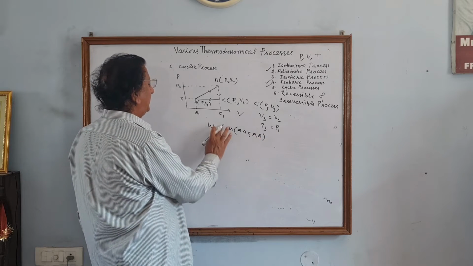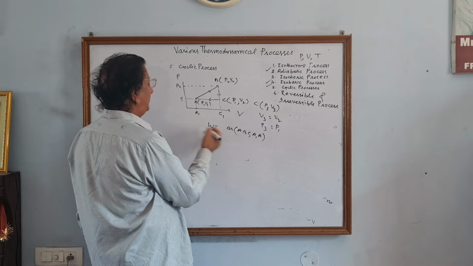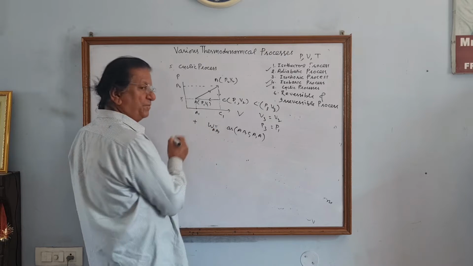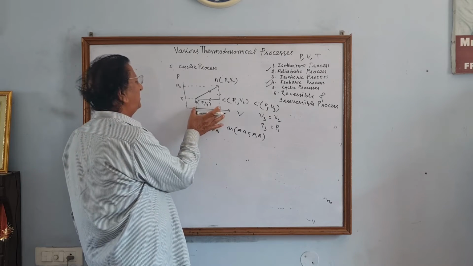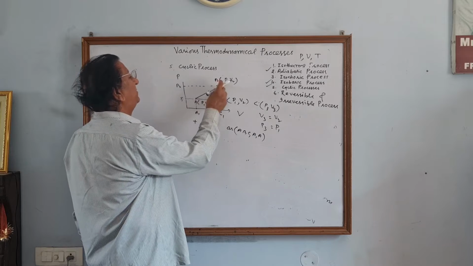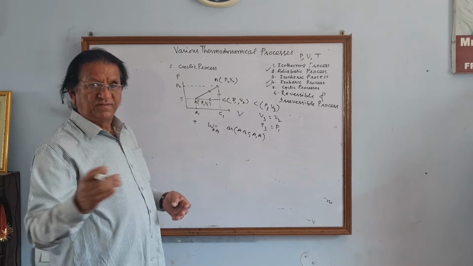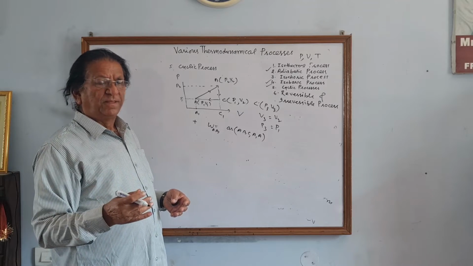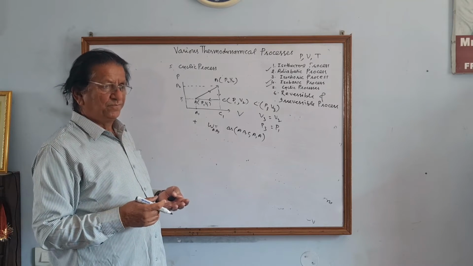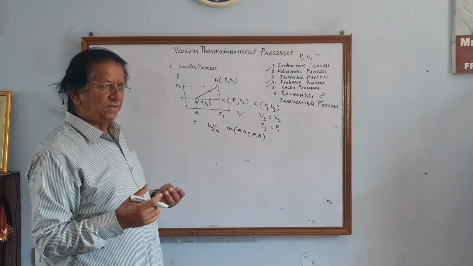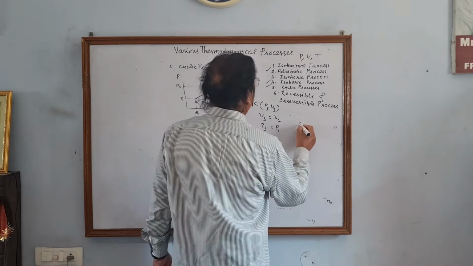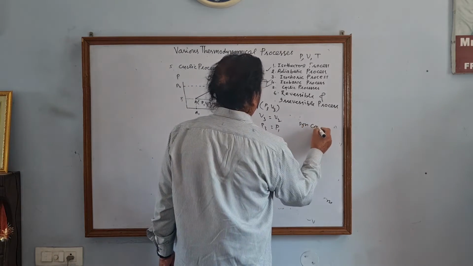Now you have to attach a sign, whether this work is positive or negative. Whenever there is an increase in volume, going from A to B, V2 is greater than V1. There is expansion, an increase in volume, so work done is positive. You know sign conventions. There are 7 or 8 sign conventions in thermodynamics.